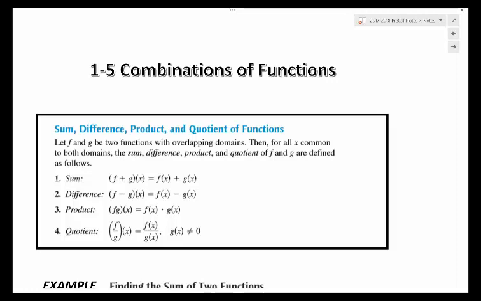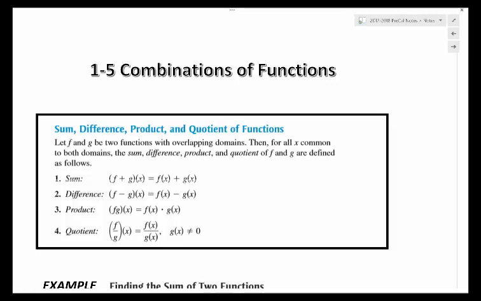The first thing we talk about are combinations, that being the sum, the difference, the product, and the quotient of functions. So let f and g be two functions with overlapping domains. Then for all x common to both domains, the sum, the difference, the product and the quotient of f and g are defined as follows. So if I were to sum them, I would add the two equations. If I were to subtract them, or take the difference, I would subtract them. Product, I would multiply them. Quotient, I would divide them.